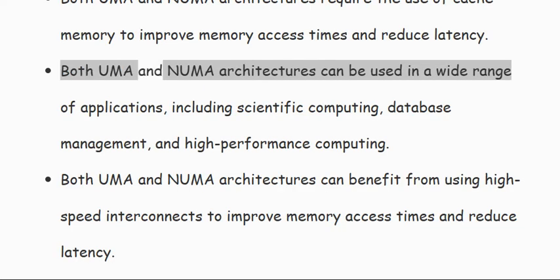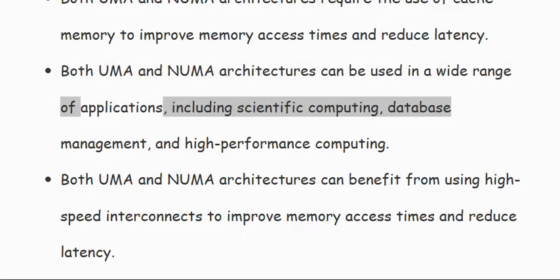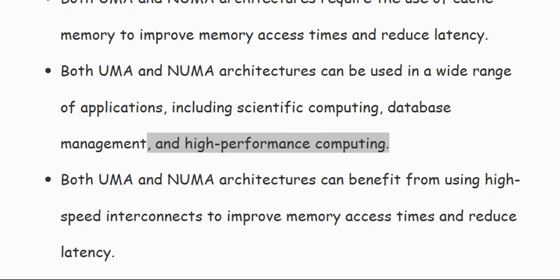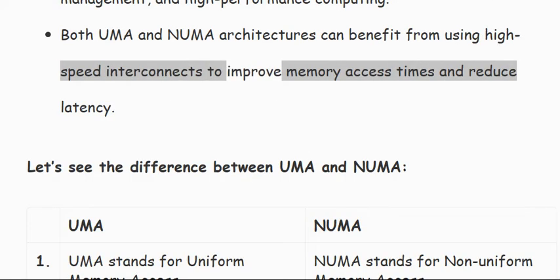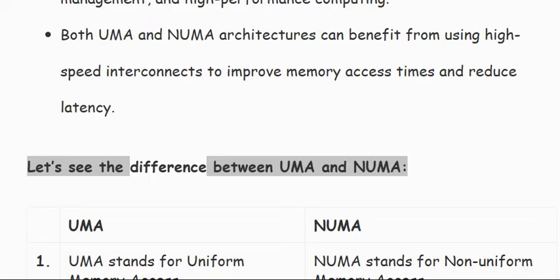Both UMA and NUMA architectures can be used in a wide range of applications, including scientific computing, database management, and high-performance computing. Both can benefit from using high-speed interconnects to improve memory access times and reduce latency. Let's see the difference between UMA and NUMA.